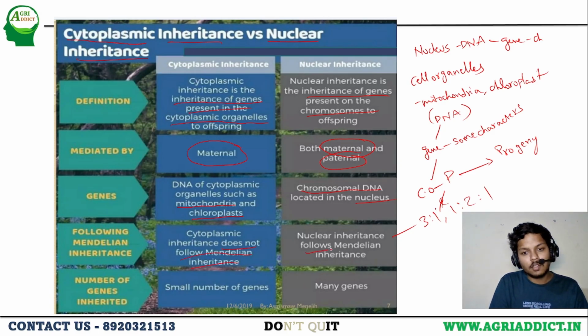Whereas nuclear inheritance follows Mendelian inheritance. And the number of genes transferred: as you all know, mitochondria and chloroplast have only a small amount of DNA, so only a small number of genes are transferred, whereas the majority of genes are under nuclear inheritance, so there will be many genes. These are the main differences between cytoplasmic inheritance and nuclear inheritance. Knowing these differences will be enough. There is no need to go deep into the topic.